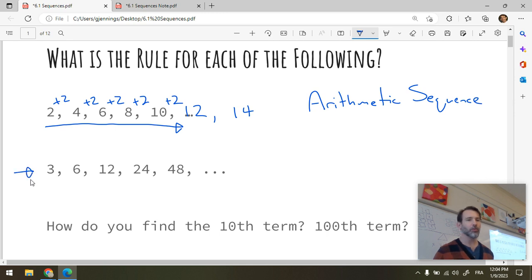How about this one here? What's the rule that governs this one? Oh, that's right. All right, I like it. This one, we're not adding 2 each time. We're changing by a factor of 2 each time by multiplication. We're multiplying by 2 each time. So these are not called arithmetic sequences. They're called geometric sequences.